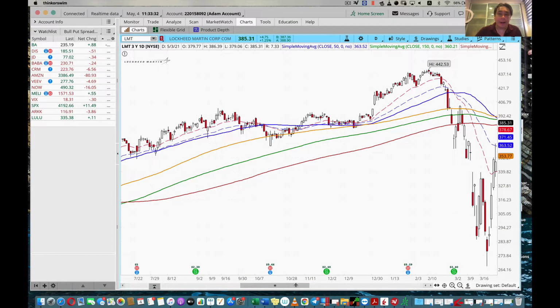Alright, so hi guys, in this video I'll be showing you how you can roll a cash secured put position if for some reason you do not want to be assigned the stock if the share price goes way below the strike price of your cash secured put. So the best way to show you is to actually use a backtesting tool with Think or Swim.